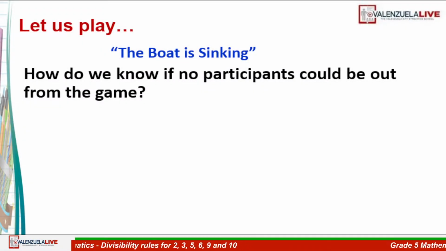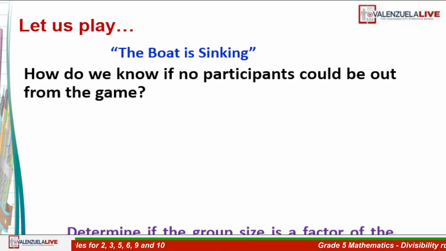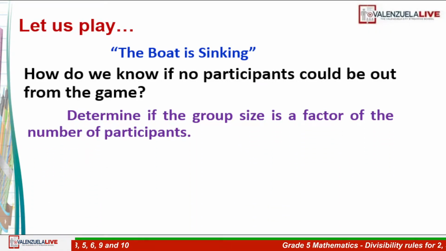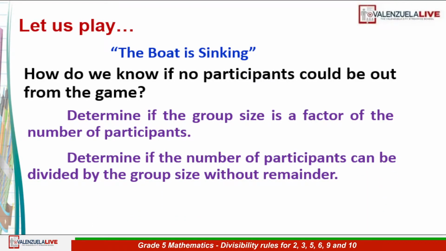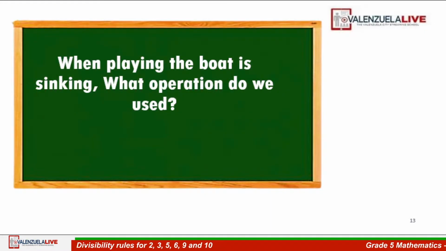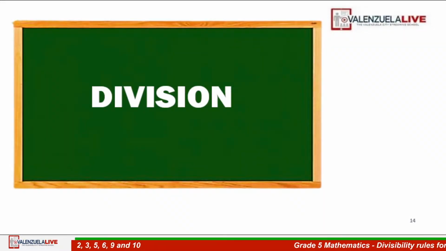How do we know, grade 5, if no participants could be out from the game? Of course, determine if the group size is a factor of the number of participants. And also, determine if the number of participants can be divided by the group size without a remainder. Okay, when playing The Boat is Sinking, grade 5, what operation do we use? Of course, we use division.